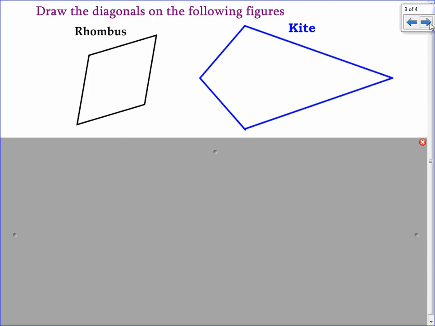Okay, we're going to draw in the diagonals on these. The diagonals, remember, are the ones that go inside and connect corner to corner. Now, we talked about these two shapes in chapter 8. What do we know about those red lines? Tell me anything you know about them. There's a couple of properties that we know. Yeah. They are perpendicular. What else do we know?